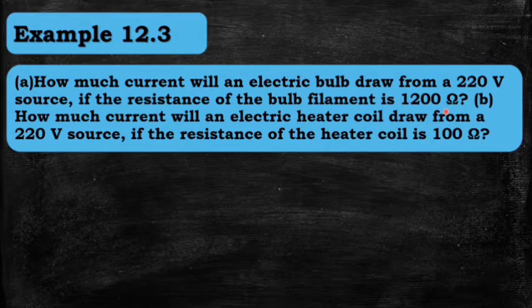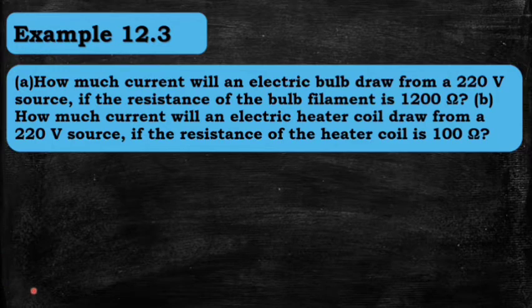So what has been given is the voltage, V equals 220 volt, and R equals 1200 ohm. What we have to find is the current, that is I. We know that V equals IR by Ohm's law. Here the resistance of the heater is only 100 ohm. It is a little resistance and this is higher resistance. So the higher resistance will draw little current and the lower resistance will draw higher current.